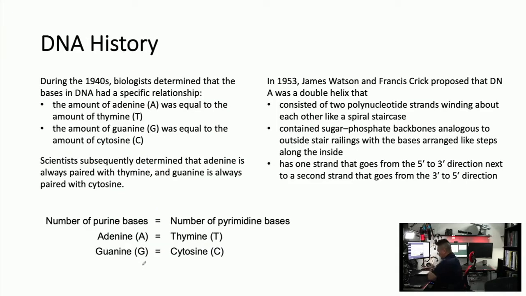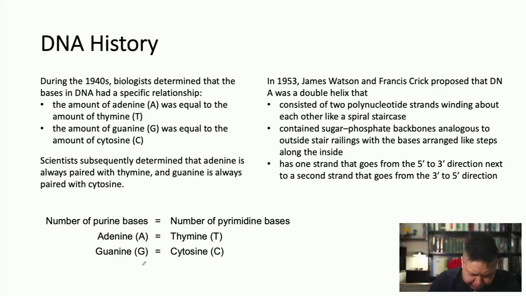So a quick history about DNA, right? During the 1940s, scientists had already determined that DNA had the relationship of adenine to thymine and guanine to cytosine because they had equal amounts of each in a particular sequence, right?